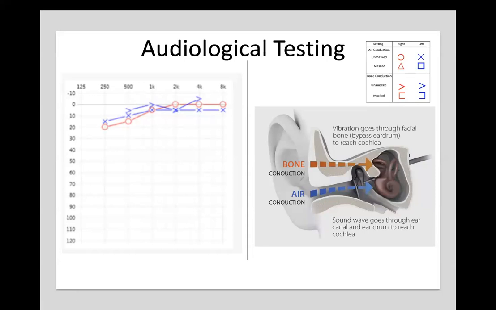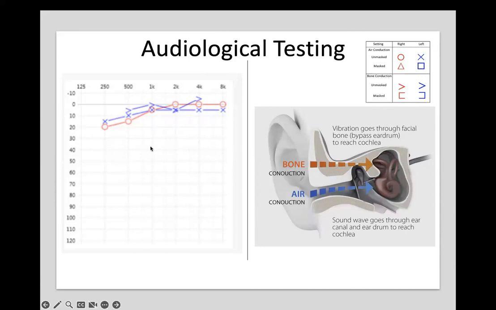This is another example. Here, I wanted to explain the difference between bone conduction and air conduction. You can see we have lots of symbols, okay? These differences in the circles and X, and this greater than sign or arrow, are to differentiate whether you're testing air conduction or bone conduction. In audiological testing, they not only measure the right ear alone and left ear alone, they also measure air conduction alone and bone conduction alone.